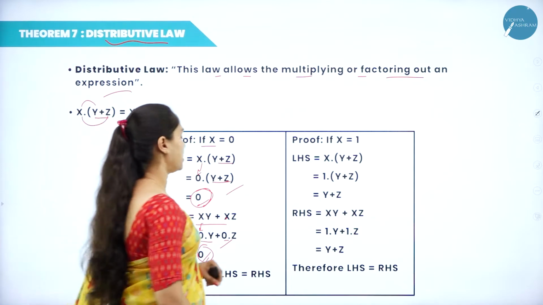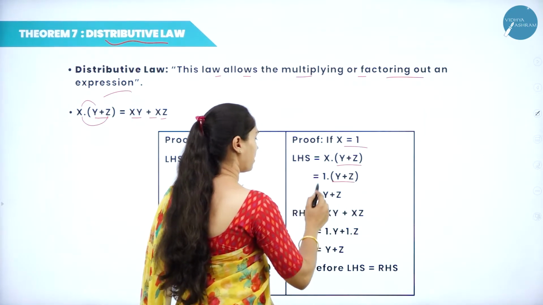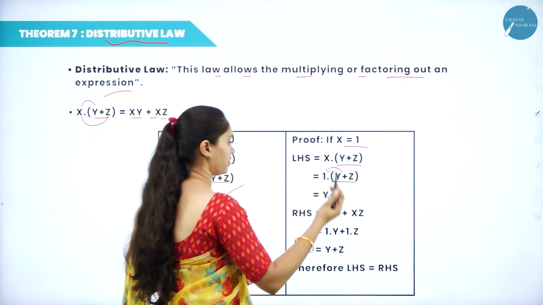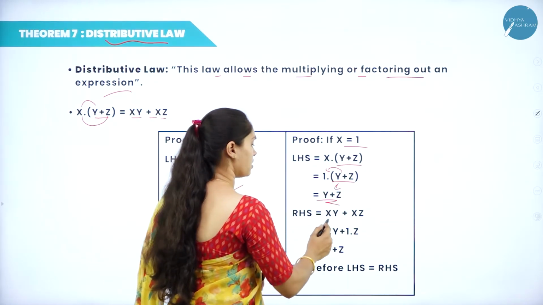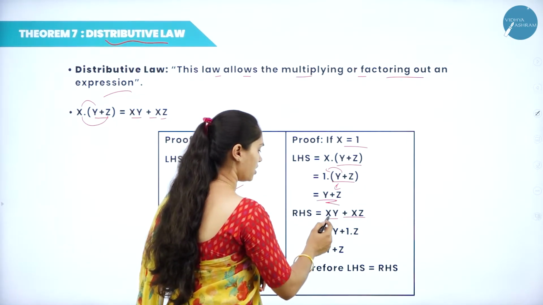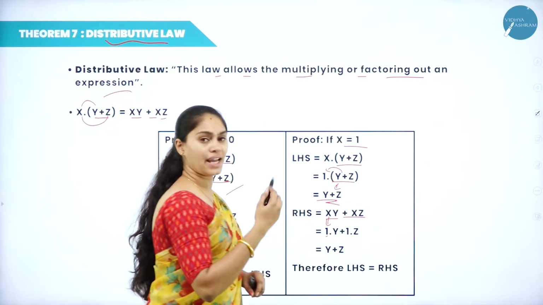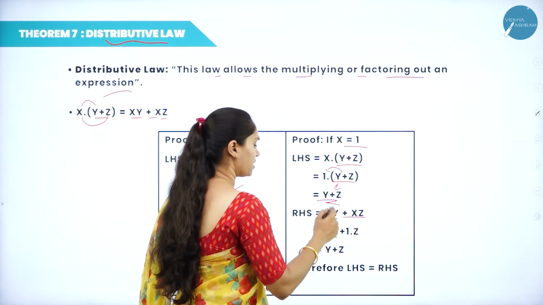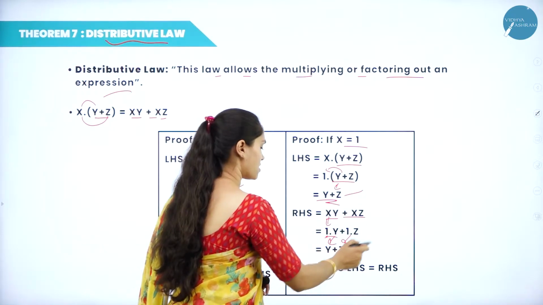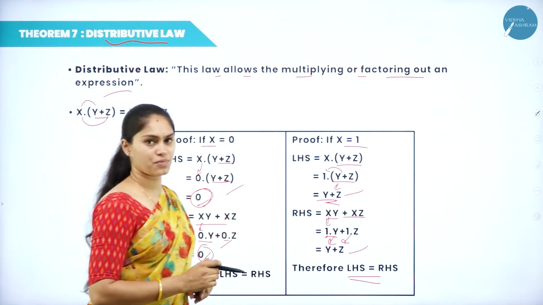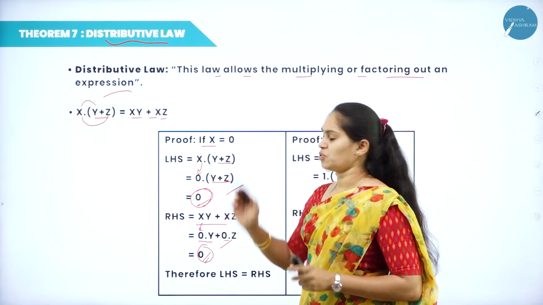In the same way, we'll take the x value as 1 now, x into (y plus z). So 1 into (y plus z). If I multiply any variable with 1, we are going to get that variable. So the resultant will be y plus z. Now xy plus xz, in the place of x take 1: 1 into y plus 1 into z. If I multiply any variable with 1, it will be that variable value. So it will be y plus z. We have proved LHS is equal to RHS. This is what we get out of the distributive law.